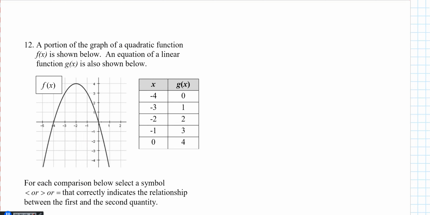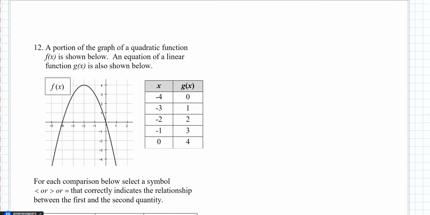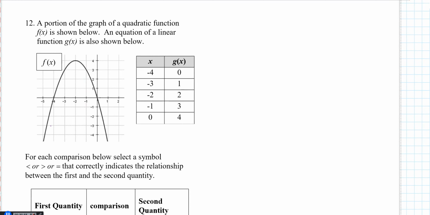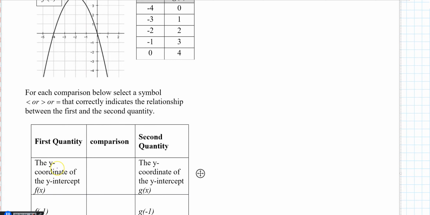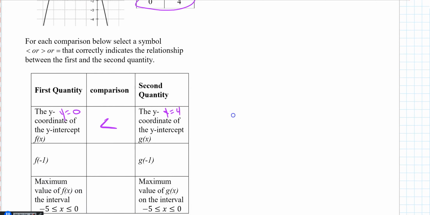And then finally, the last question, number 12. This is similar to number 10. We are given a graph of f of x and a table for g of x. And it says compare the y-coordinate of the y-intercept of f of x to the y-coordinate of the y-intercept of g of x. So for f of x, again, I can see my y-intercept is at 0. For g of x, I know my y-intercept is when x equals 0, which is this point right here, which is at 4. So the second quantity is larger.